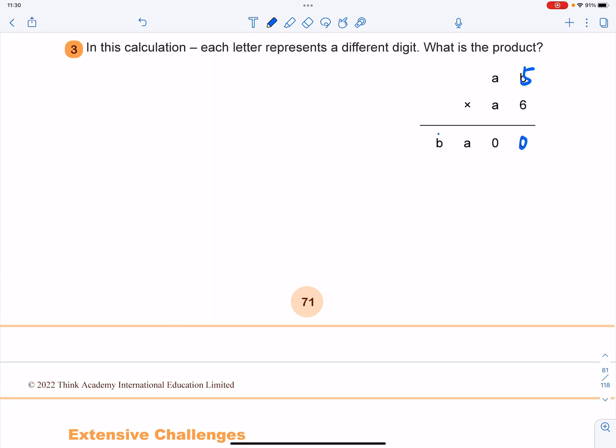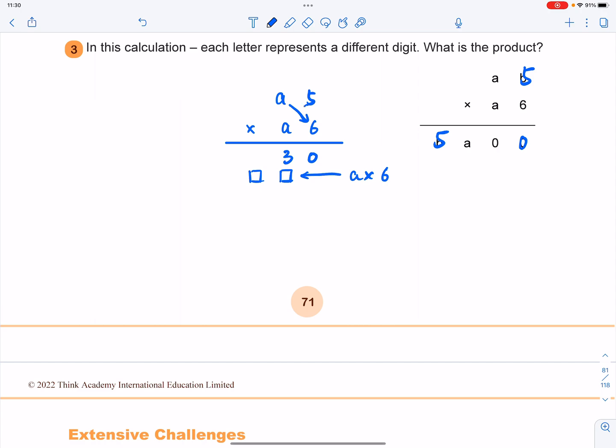And I'm going to replace B by 5. So what do we have? It's going to be A5 times A6, right? So let's do this step by step. 5 times 6, you get 30, right? And then A times 6 will be this number, but we don't know that. So I'm going to mark that for you. This is A times 6.